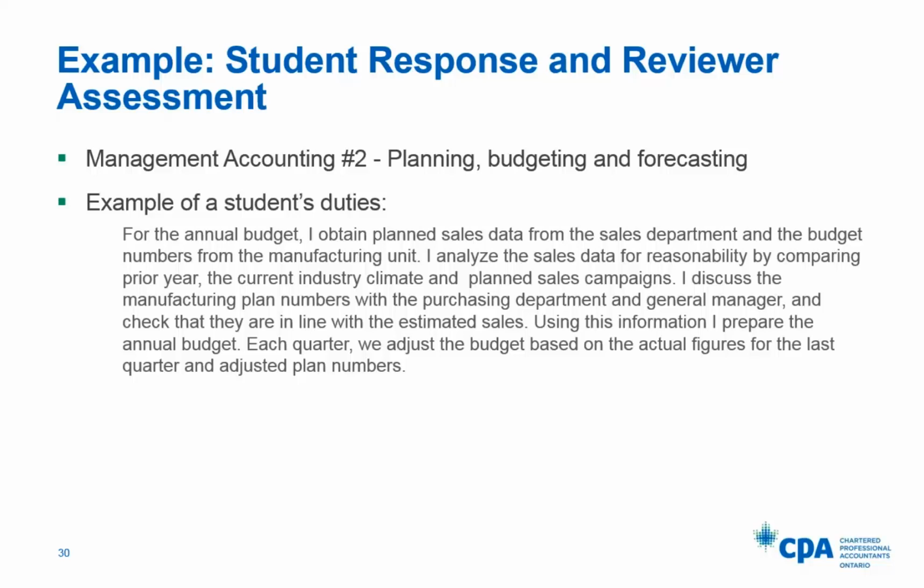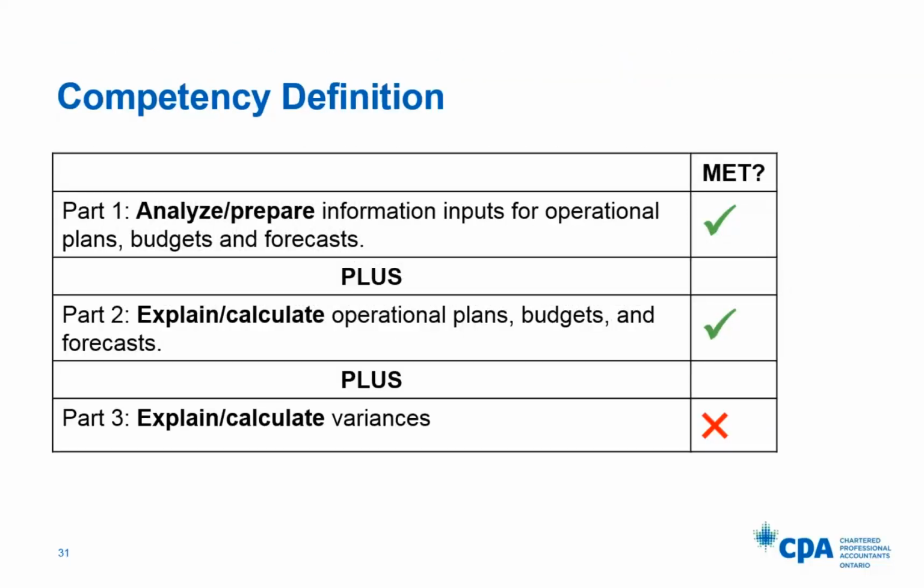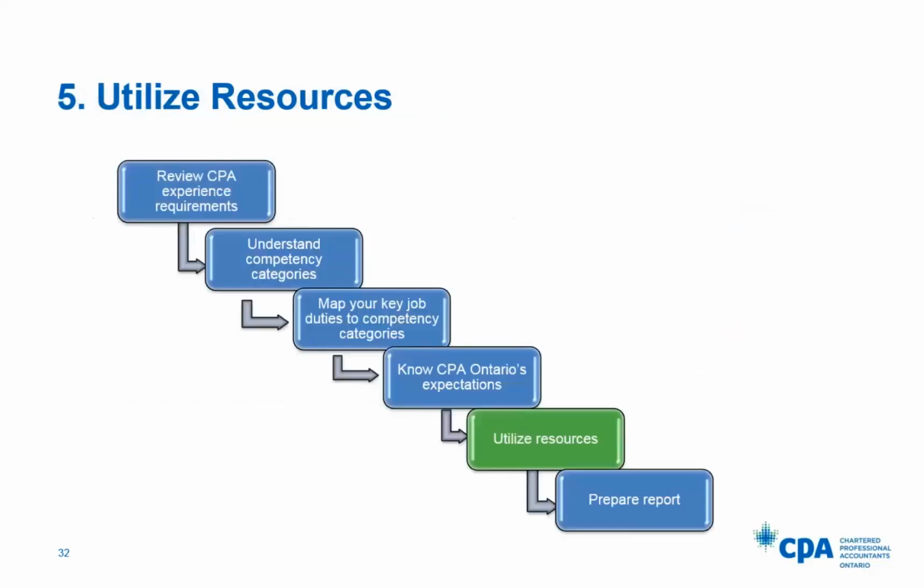It ended there. So when we go back and look at the definitions, we definitely see that they did part 1. They actually did part 2, but there was nothing about explaining or calculating variances. Because that part is not met, it does not satisfy the definition for a level 1 proficiency. Okay, so that was that part.